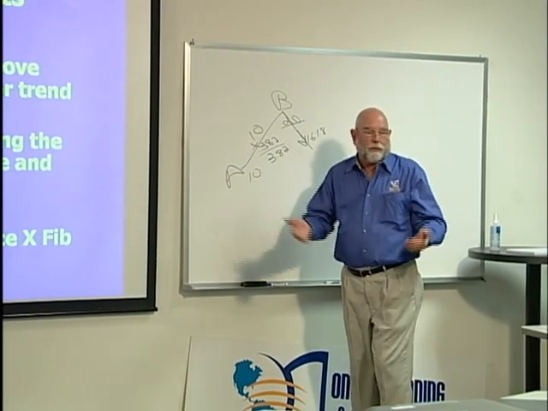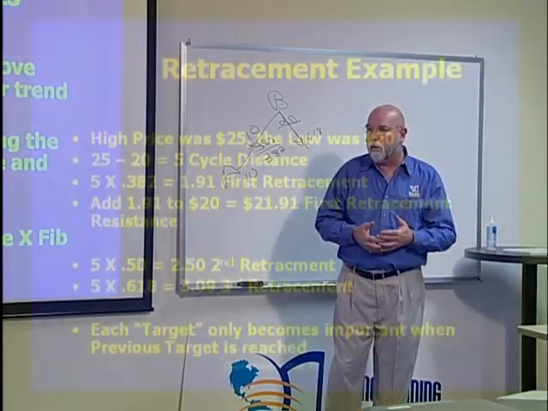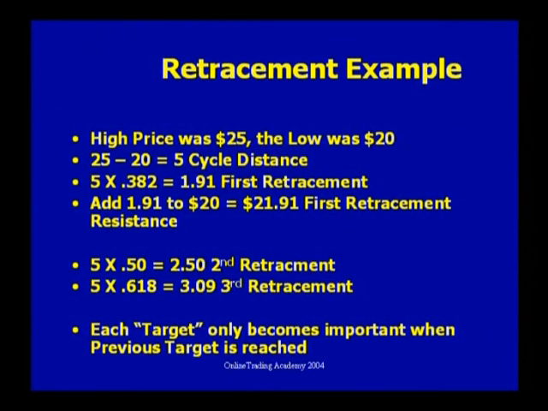Okay? We don't start with the 61.8. We start with the one closest to us and see if we can achieve goal. So again, let's just go through the quick math on here. The high was 25 and the low was 20. So 25 minus 20 is a cycle distance of 5. 5 times 38.2 would multiply out to 1.91, which would be our first retracement.